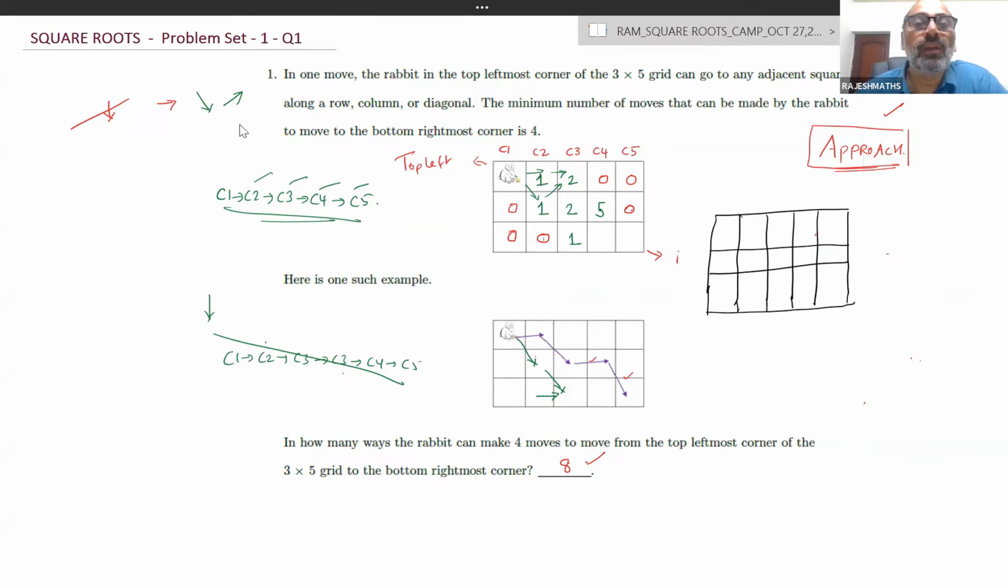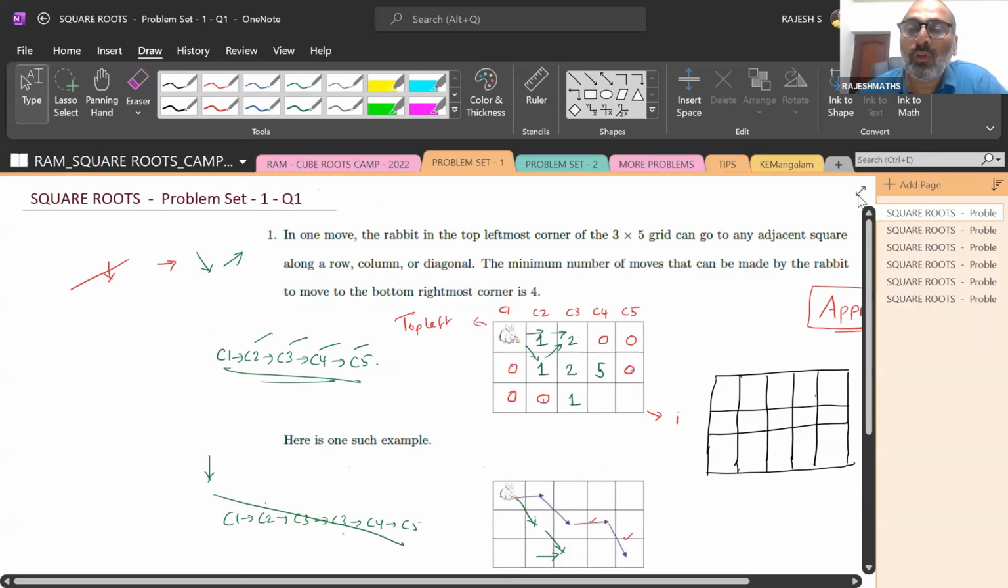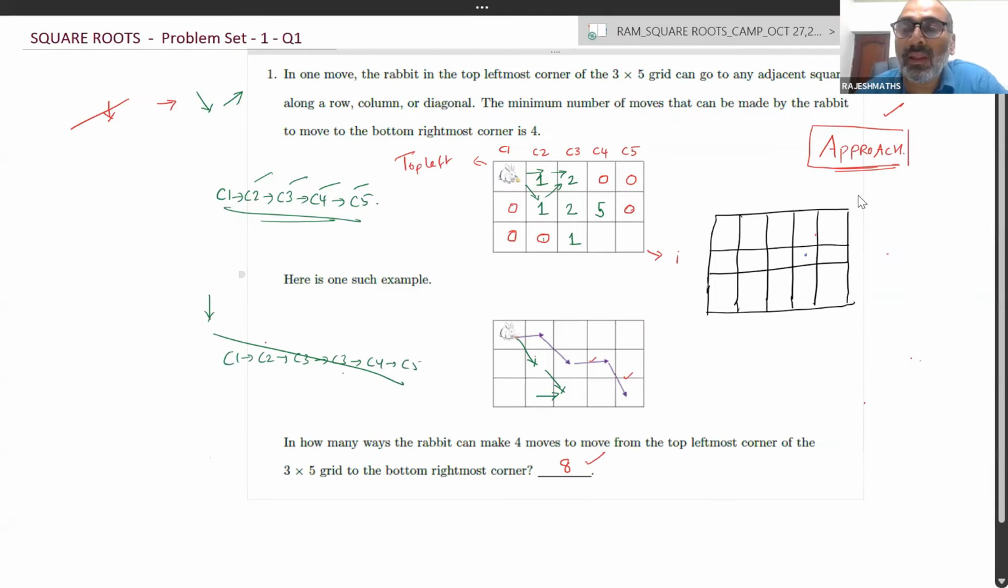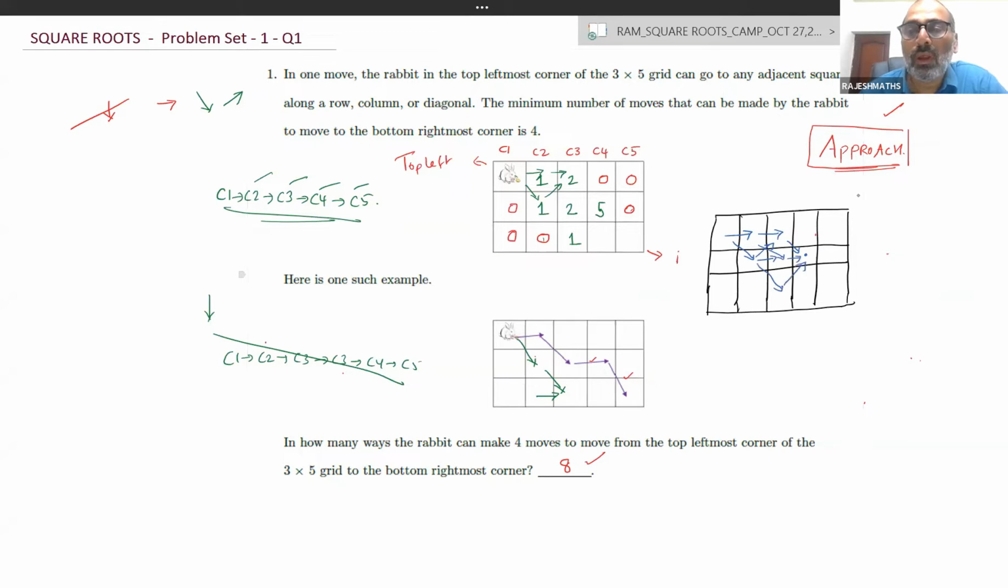Okay, let me show the moves. So the rabbit has to come here, right? There are 2 ways it can come here. Then another 2, 4, another 1, 5. Because the number of ways it can come here is 2 and then a right. Therefore, there are 2 ways to reach the previous cell, that is the immediate left, and then 1 right arrow, that is an extension. So the path is only 2.